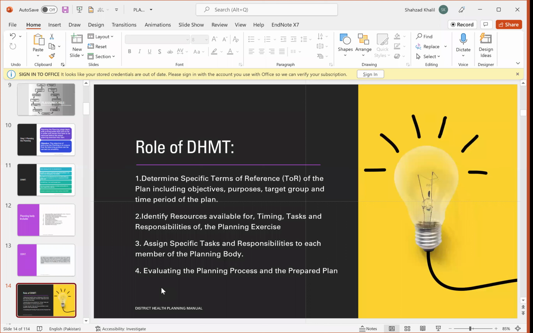Role. Their role is, first, to determine specific terms of reference, TORs, of the plan, including objectives, purposes, target group, and time period of the plan. Second, identify resources available for timing, tasks, and responsibilities of the planning exercise. Third, assign specific tasks and responsibilities to each member of the planning body. And fourth, evaluate the planning process and the prepared plan.